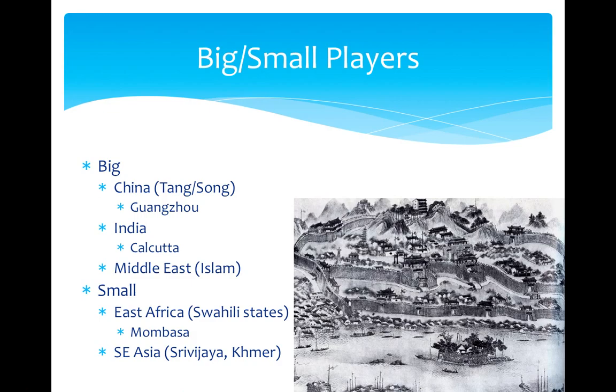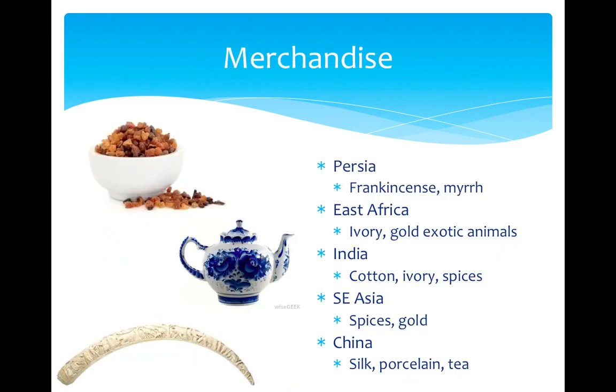taking part in this. And then you have the Middle East with the Islamic empires of the Umayyads and the Abbasids establishing trade routes from the Middle East and spreading their religion, which we'll talk about in a little while, and connecting to East Africa. And then the smaller players are East Africa, which is known as the Swahili states, with their major city of Mombasa. And then you have Southeast Asia with the empires of Srivijaya and the Khmer. You also have several other small kingdoms that make up the Southeast Asia islands, but these are two of the major and largest ones.